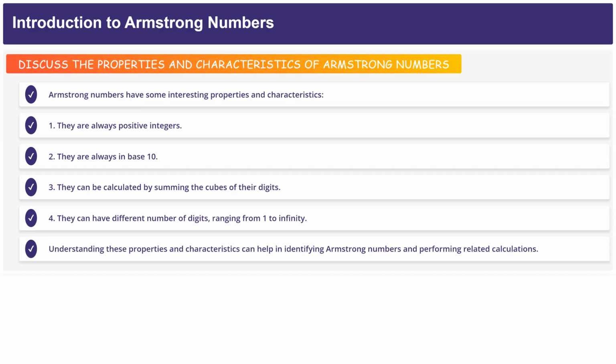Armstrong numbers have some interesting properties and characteristics. 1. They are always positive integers. 2. They are always in base 10. 3. They can be calculated by summing the cubes of their digits. 4. They can have different numbers of digits, ranging from 1 to infinity. Understanding these properties and characteristics can help in identifying Armstrong numbers and performing related calculations.